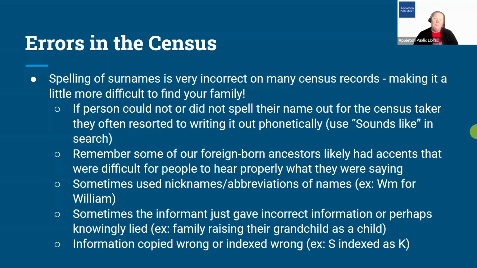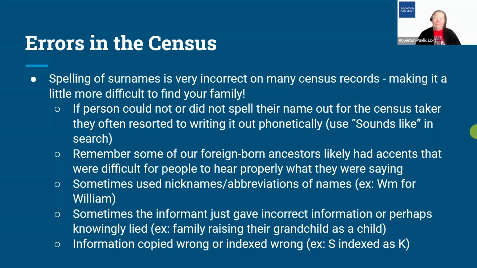Again, sometimes the person who's giving information gave incorrect information accidentally, or perhaps they knowingly lied. Especially when you think about relationships, maybe you see a family listing a grandchild as an actual child instead of a grandchild, because maybe their daughter had that child out of wedlock. So they're raising that grandchild as their child because they don't want everybody to know that something shameful happened at this time period. It's shameful for your child to have a child out of wedlock. So they're lying about this and saying this is our child when it's really their grandchild.